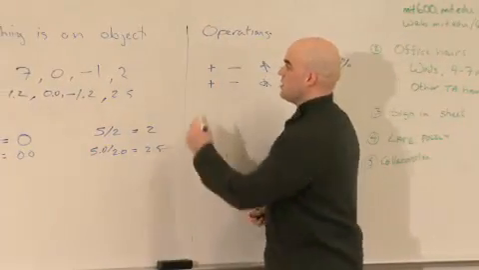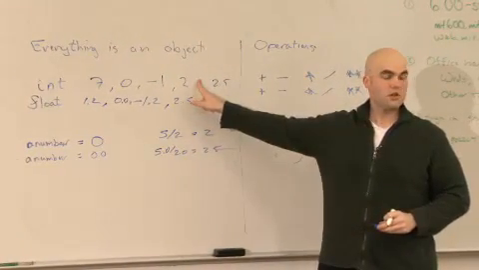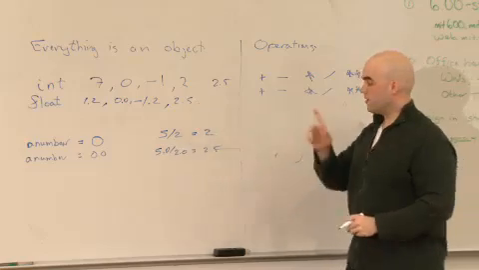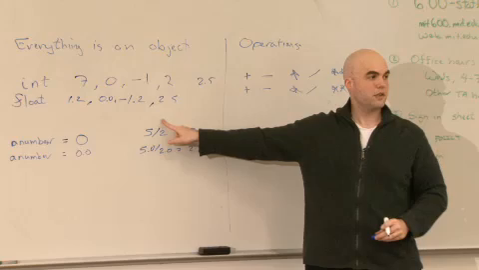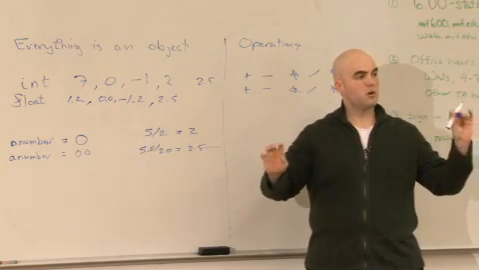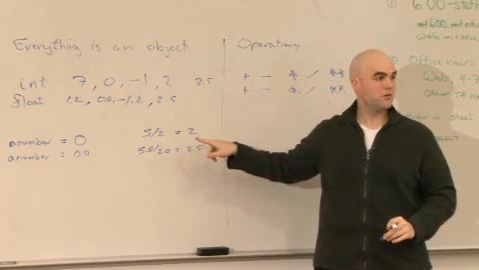So 2.5 as an integer doesn't exist. It only exists as a float. But when you have an operator like this that takes 2 numbers on both sides, if both numbers are integers, this produces a result that is an integer.